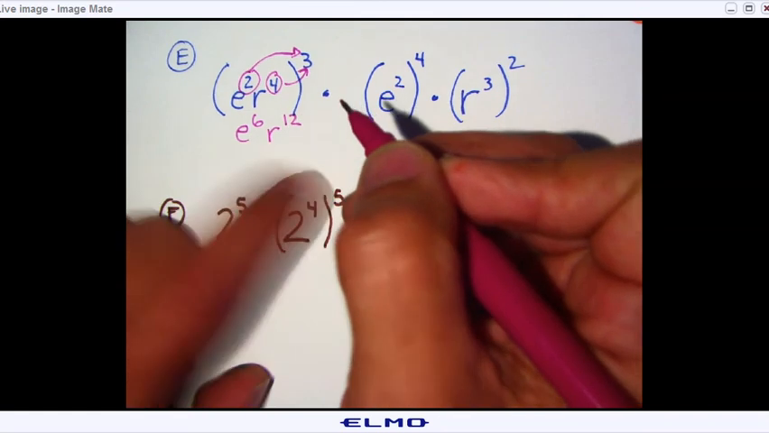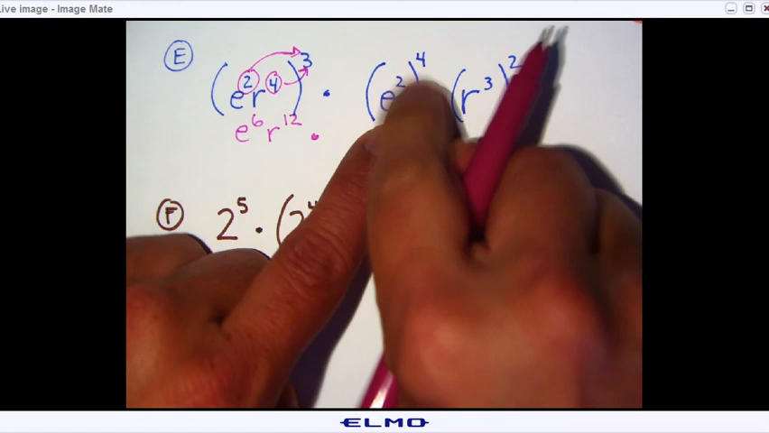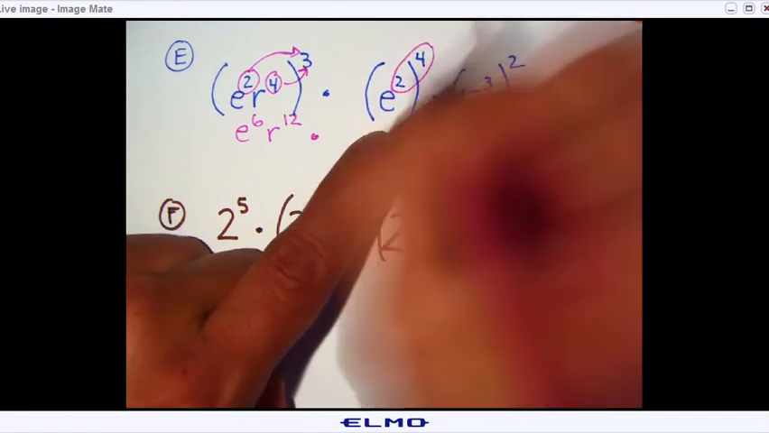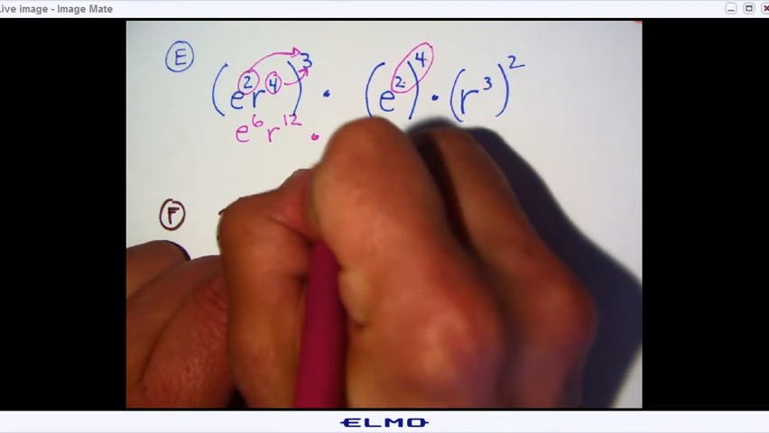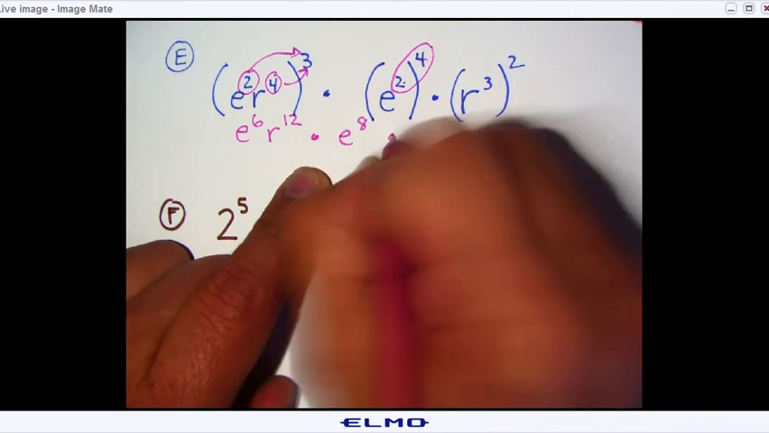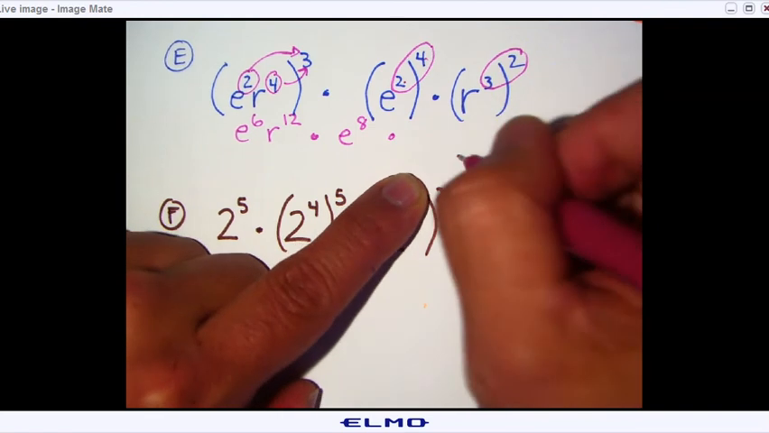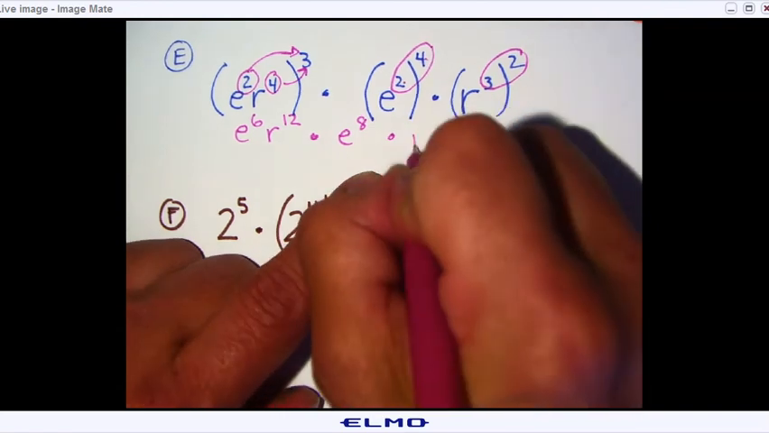See that? Times another power to a power. So you could circle it. 2 times 4 is e to the 8th. And then another power to a power. So 3 times 2 is r to the 6th.